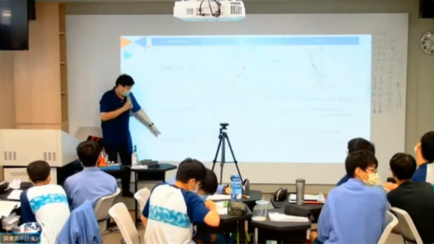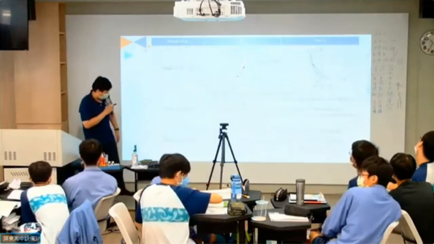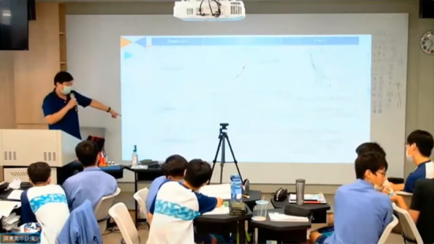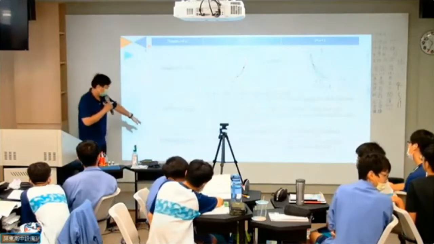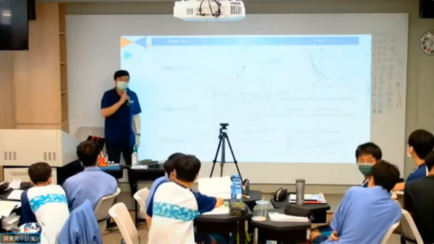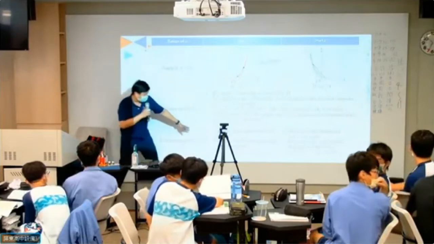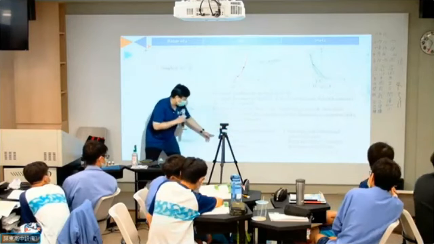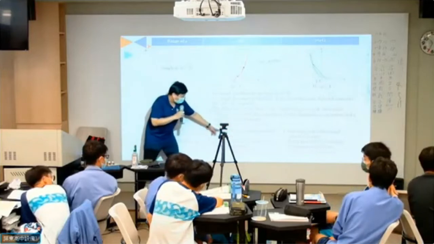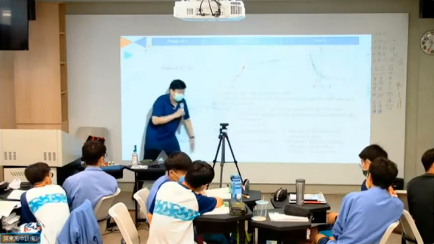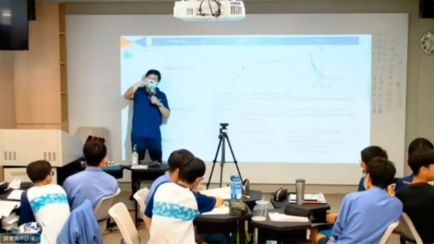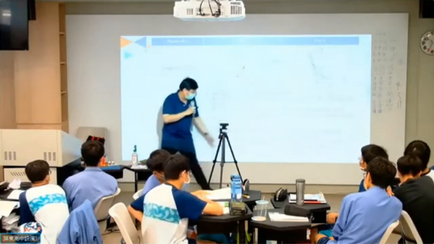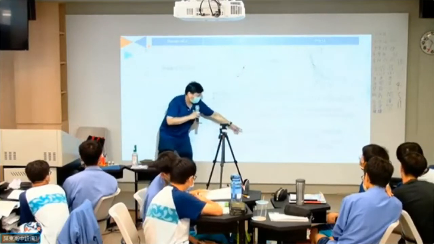Okay, these are common properties of the graphs. And the last part is different properties. Please note the differences. First one, the graph slopes upward from left to right. That means it goes up, right? If the base is greater than 1, the graph slopes upward from left to right.